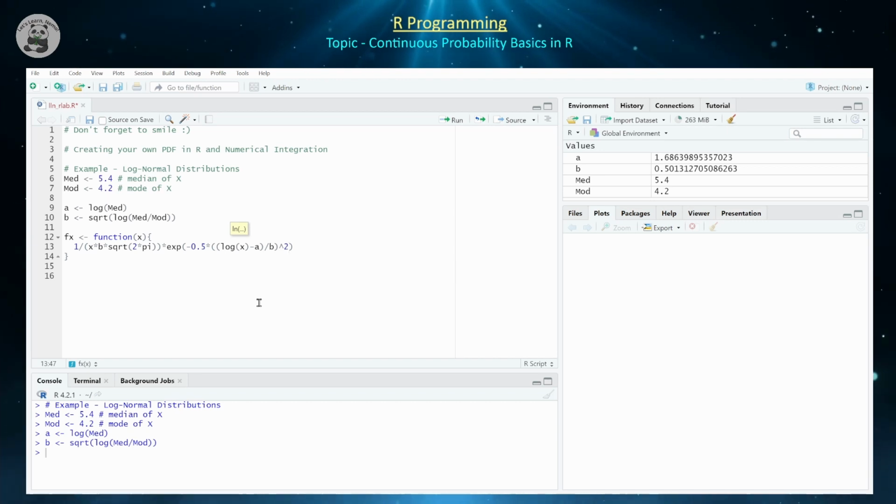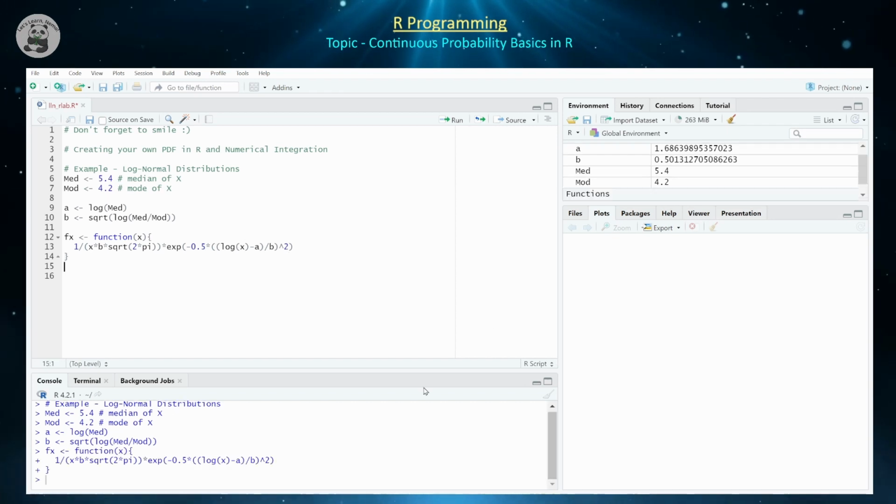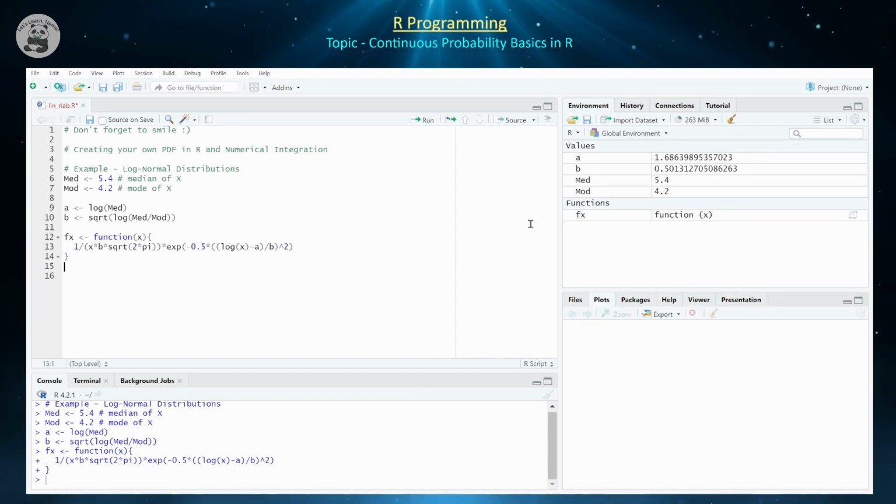Here a is sort of acting like the mean and b is sort of acting like the standard deviation, but they aren't actually those terms, which is why I'm not defining them that way. But once you define this, you just have to run the leading line of that function code, and that will define that function for you, and you should see it defined up here in your R environment.